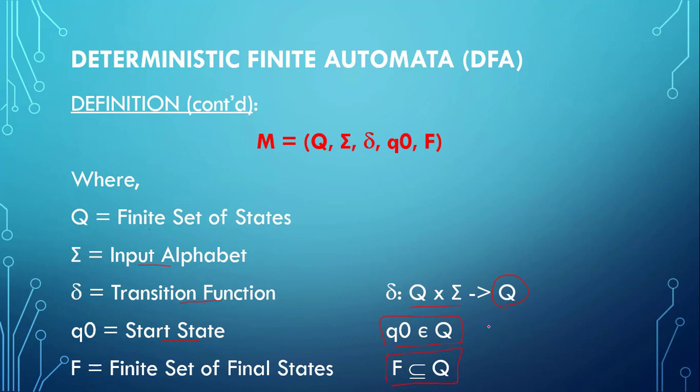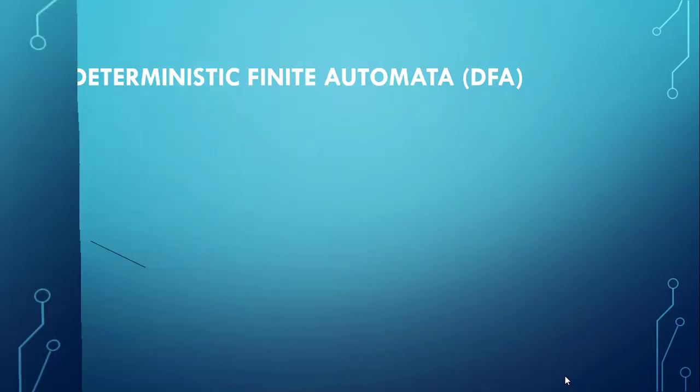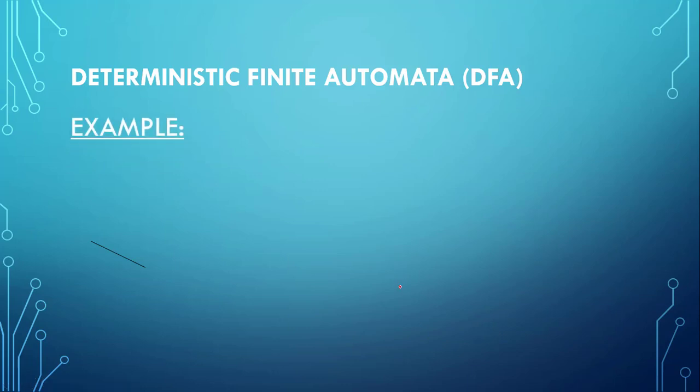Now here Q0 will be represented as a normal state name, whereas F is always going to be represented as a set because it is a subset of Q, even though there is a single final state. Let us see an example to get a better detailing of DFA.